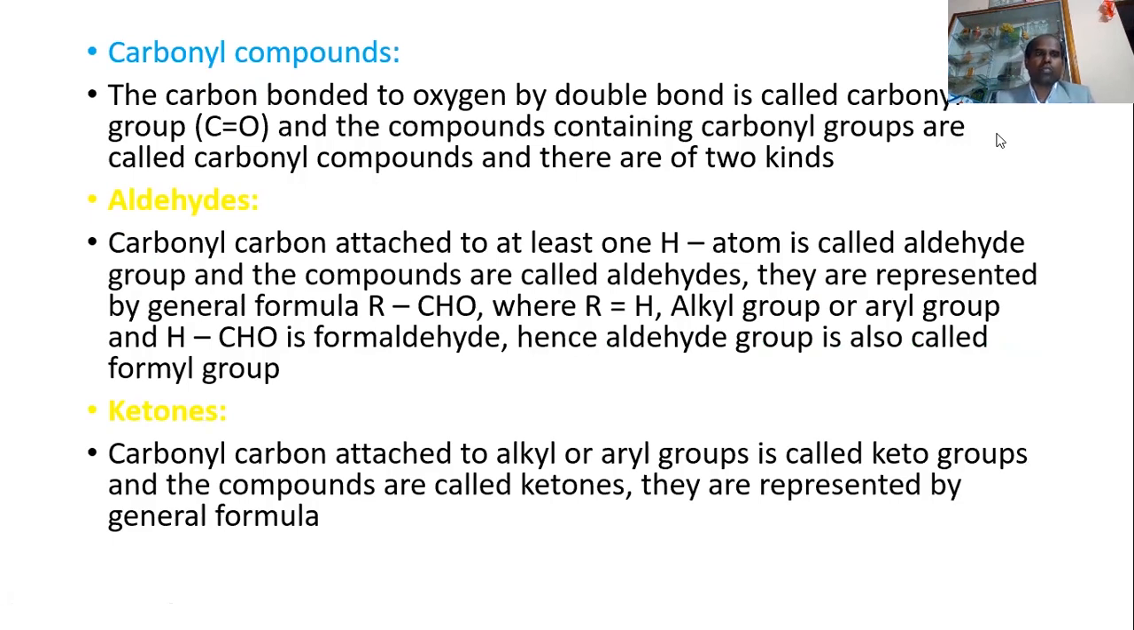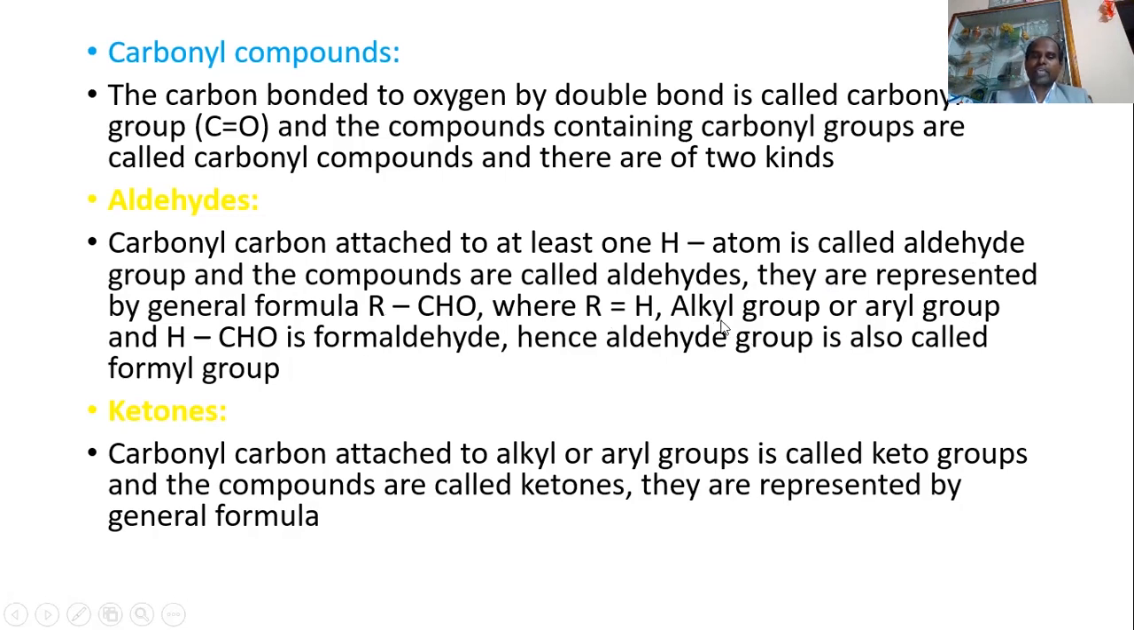Definitions. Carbonyl compounds: when a carbon is bonded to oxygen by a double bond, this group is called the carbonyl group, and the carbonyl containing compounds are called carbonyl compounds. They are of two kinds: one is aldehyde, another one is ketone. When the carbonyl carbon is attached to at least one hydrogen, it is called the aldehyde group, and the compounds are called aldehydic compounds. They are represented by the general formula RCHO, where R is equal to hydrogen, or an alkyl group, or an aryl group.